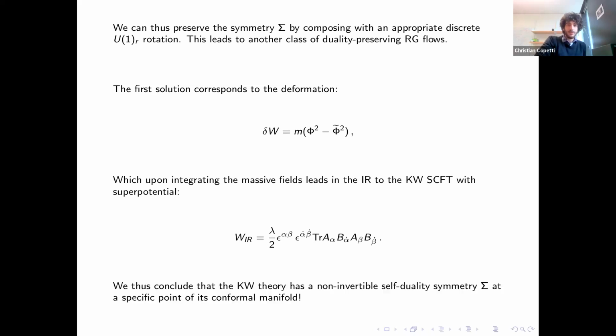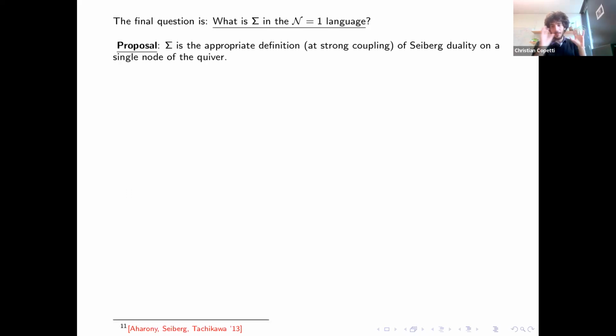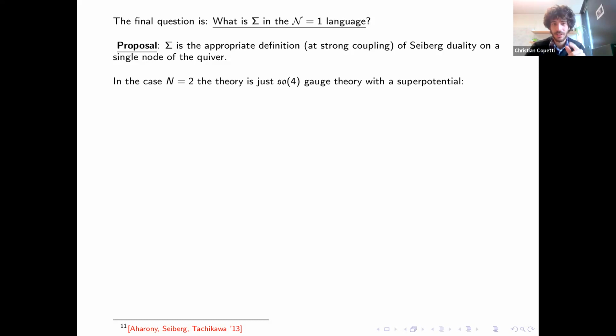For the last five minutes, let me also try to understand what this is in the N=1 language, because we have to use S-duality to do this, but in N=1 language it is not clear what you should do. The claim is that, in the appropriate definition, because we are at strong coupling, this should be a Seiberg duality on the nodes of the quiver, composed with some discrete gauging. We couldn't show this in general, but you can show how it works for the simplest case, N=2, because then it's just an SO(4) algebra. So you can use Seiberg duality for SO, and it's much easier.